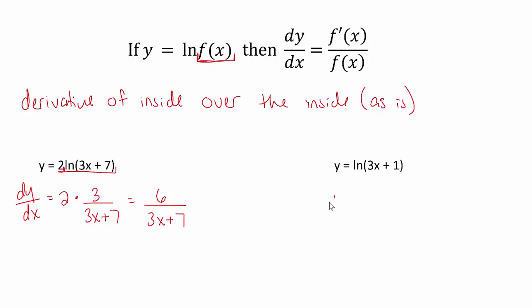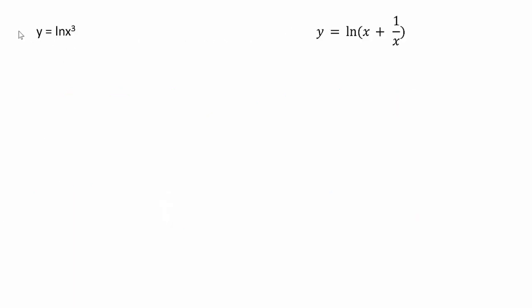So on this one, I want to take the derivative. And again, there's nothing out front, so I don't have to worry about that. But the derivative of the inside, which happens to, again, be 3, that's the derivative of this part, over the inside. And that's my derivative. Okay, let's look at some other examples. I want you to take a minute and try this first problem right here, and then check your work with me.